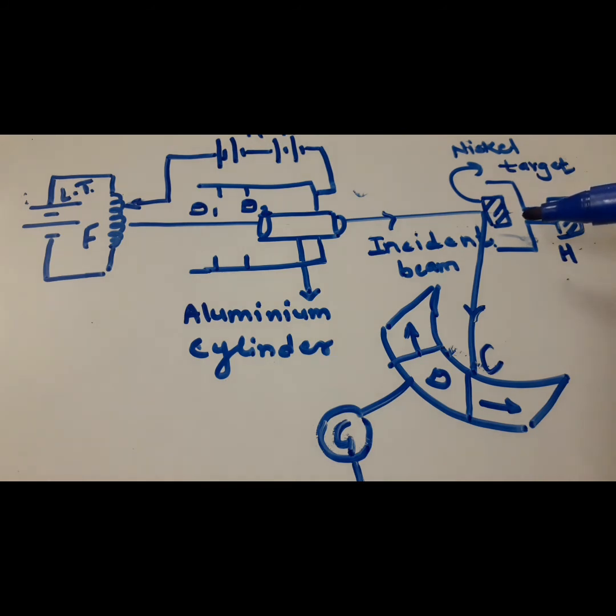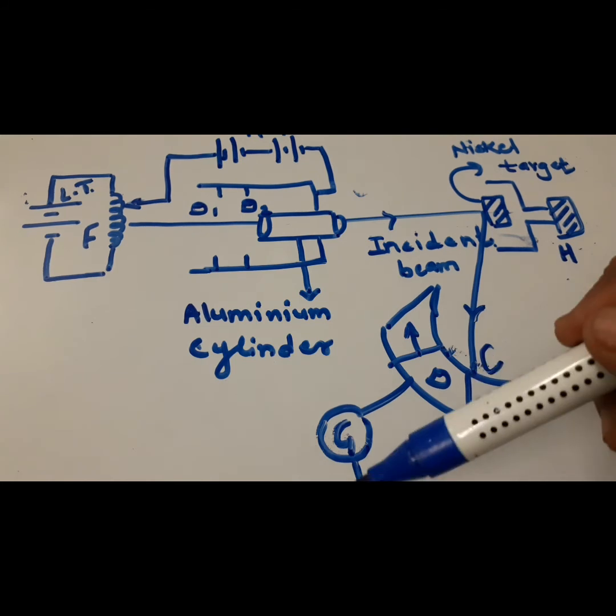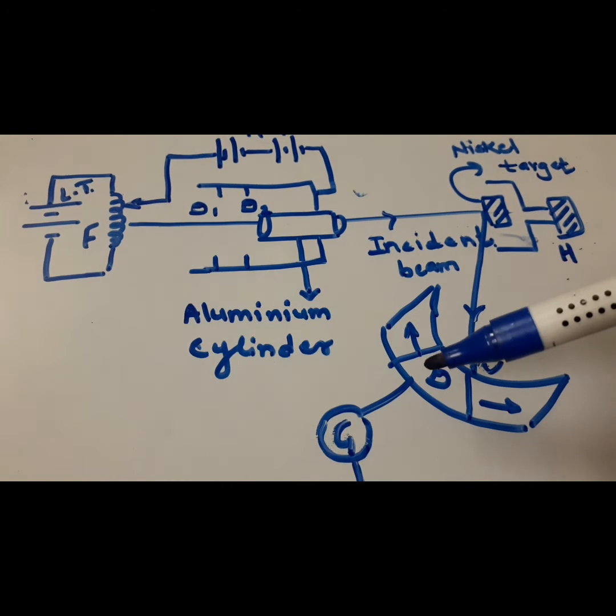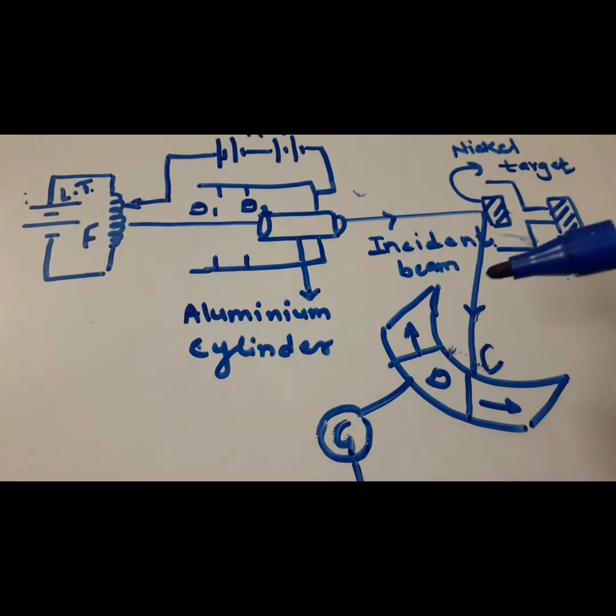The atoms of the crystal scatter the incident electrons in all directions. These electrons are collected by the collector C. The galvanometer is connected to the collector C, and the current can be noted with the help of the circular scale.